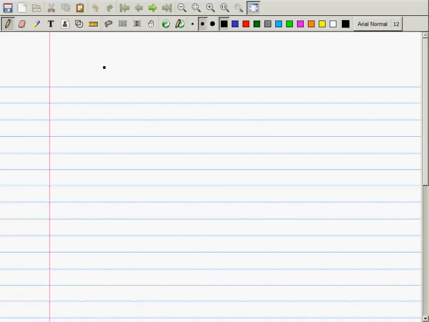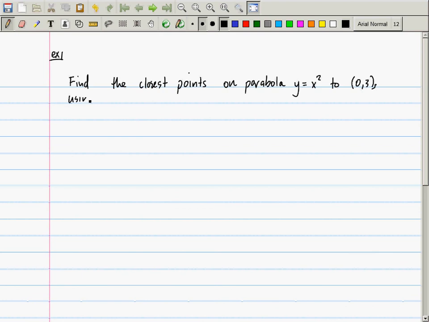Okay, so we're going to solve one Lagrange problem. So the example is: find the closest points on the parabola y is x squared to the point 0, 3. Okay, and this is using the method of Lagrange multipliers.